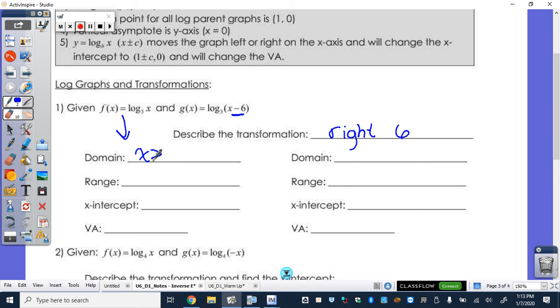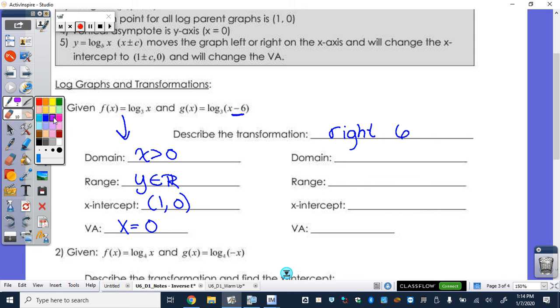Now our original one, we just figured this one out. Domain was x is greater than 0. Range was y is an element of the reals. X-intercept at 1, 0. Vertical asymptote at x equals 0. That was our graph we just drew. So if I now take that and I move it 6 units to the right, is my domain going to change? Yes. It would move over also 6 to the right. So my domain would be x is greater than 6.